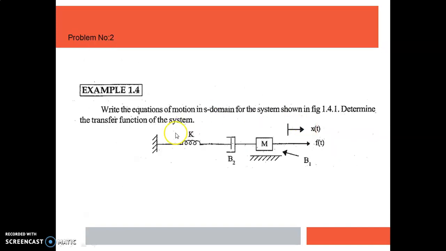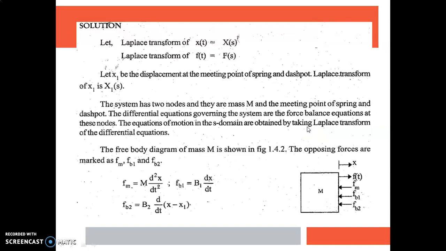To determine the transfer function, you have to identify the input and output. F of t is the input and x of t is the output. So in frequency domain, f of t is F of s and x of t is X of s. So the transfer function will become X of s by F of s. Let x1 be the displacement at the meeting point of spring and dashpot, and the Laplace transform of x1 is X1 of s. The system has two nodes, the mass and the meeting point of spring and dashpot. We have already discussed that.